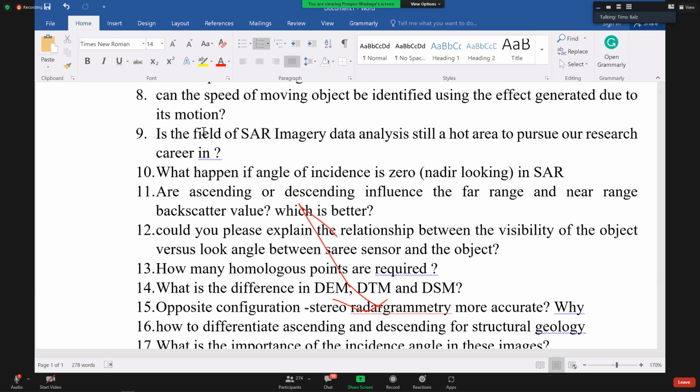So DSM again is the digital surface model, the surface, for example, top of canopy, and DTM is the digital terrain model, so the ground where you are on the terrain.